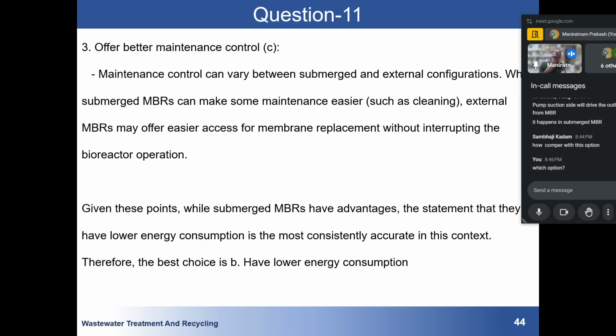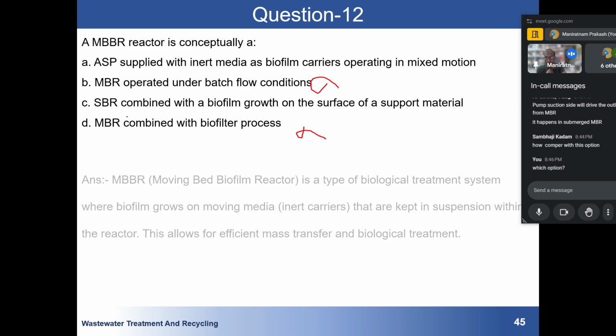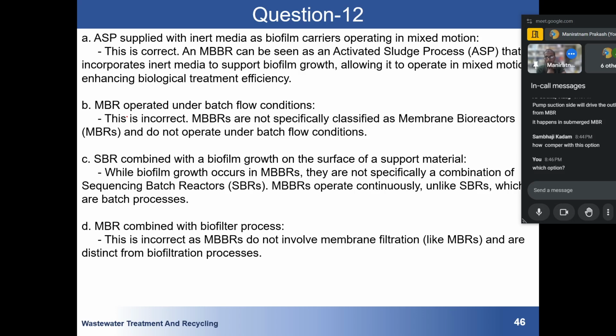We have only 10 minutes left, so I will be moving a little bit fast. We have another option: an MBBR, moving bed biofilm reactor, is conceptually an ASP supplied with inert media as a biofilm carrier operating in mixed option. MBR operating under batch, so this is an incorrect option. This is also an incorrect option. Either A option will be correct or B option will be correct.